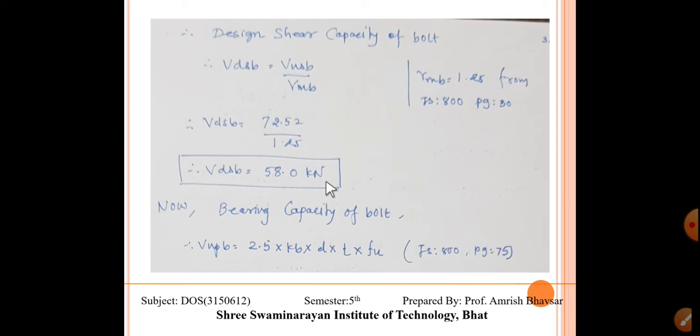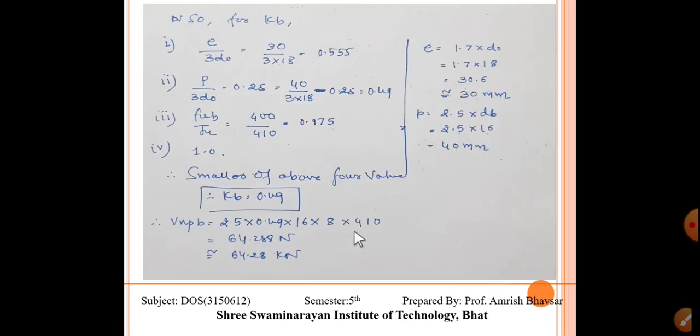Clear, students? Now the bearing capacity of the bolt is the second capacity that we must find. The equation for that is Vnpb is equal to 2.5 into Kb into d into t into Fu. It is also given on page number 75 of IS 800. Now for this equation we have to find out this Kb, and the value of Kb is calculated from four equations. What are the equations given on page number 75?